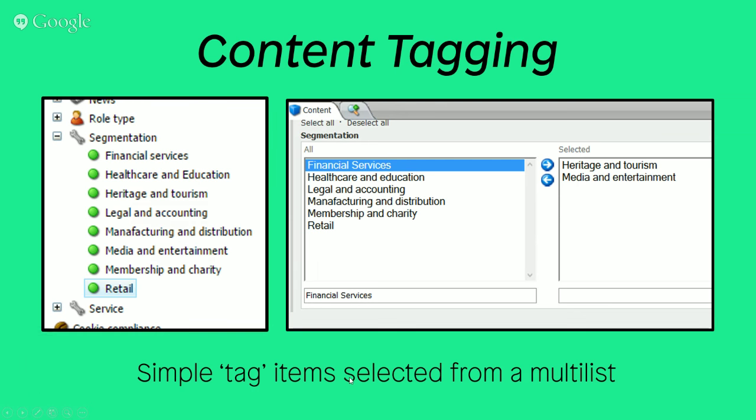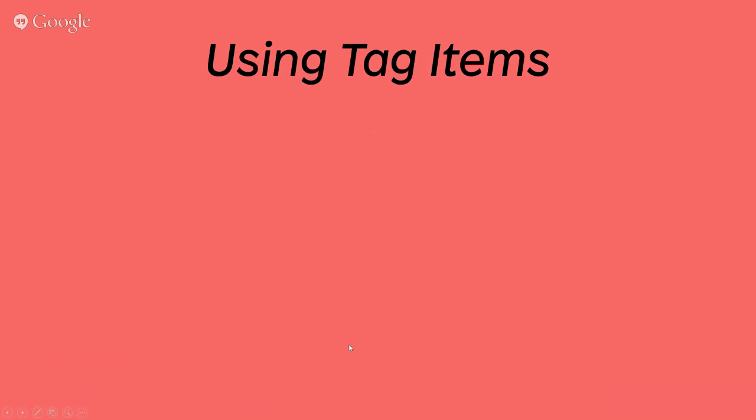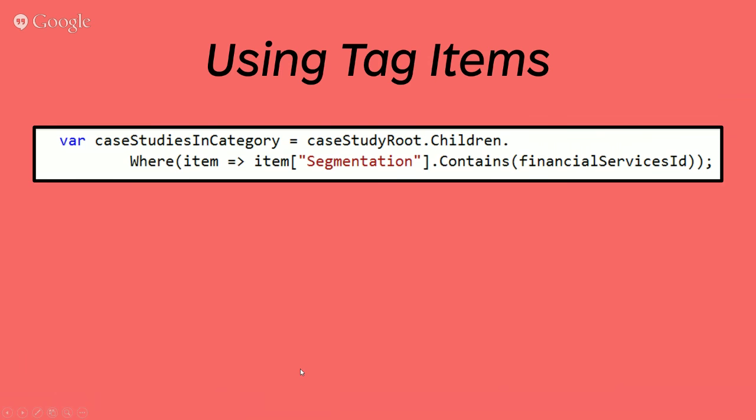So that's how we used to do things. The way they'd be used, for example, is you might have a case study, and you might want to get all the case study items that have financial services selected as a category. So you say, give me the case studies root item, go through all the children, check the segmentation field, and if the financial services ID is in there, then pull out those items because they're related to financial services.